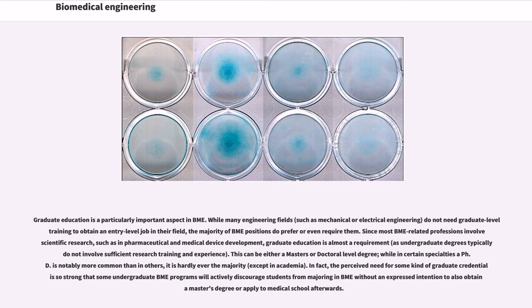in academia. In fact, the perceived need for some kind of graduate credential is so strong that some undergraduate BME programs will actively discourage students from majoring in BME without an expressed intention to also obtain a master's degree or apply to medical school afterwards.